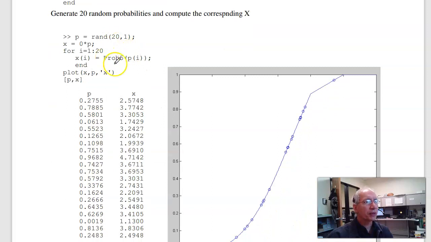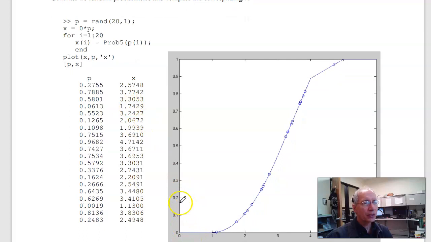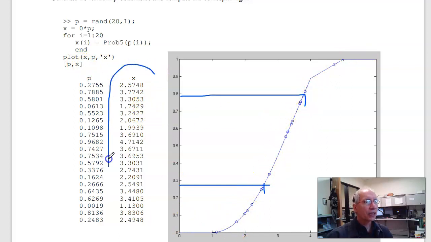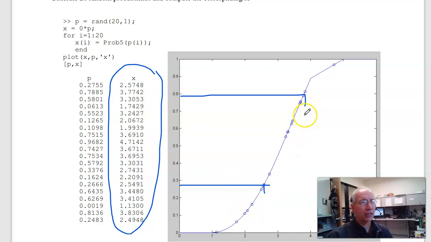Once I have that function written, called problem 5, completely original name, I'm going to guess a random number for p, and then convert that probability to x. So when p is 0.27, x is 2.7. P is 0.78, there's x. And what you're doing is going along here. When p is 0.27, I come over, and there's x. When p is 0.78, I come over, and there's x. Repeat 20 times. And just for fun, if I plot x and p, they wind up on the CDF. It's got to wind up on the CDF. So these are 20 variables that satisfy the CDF, that satisfy that PDF.